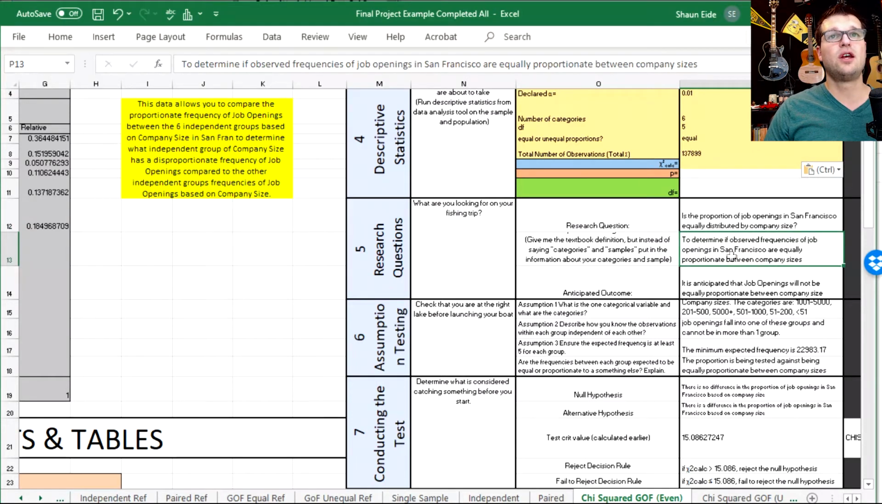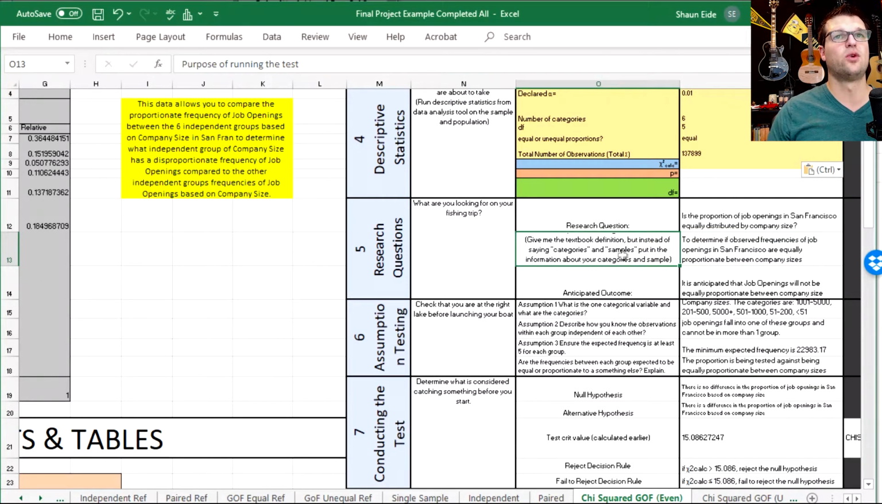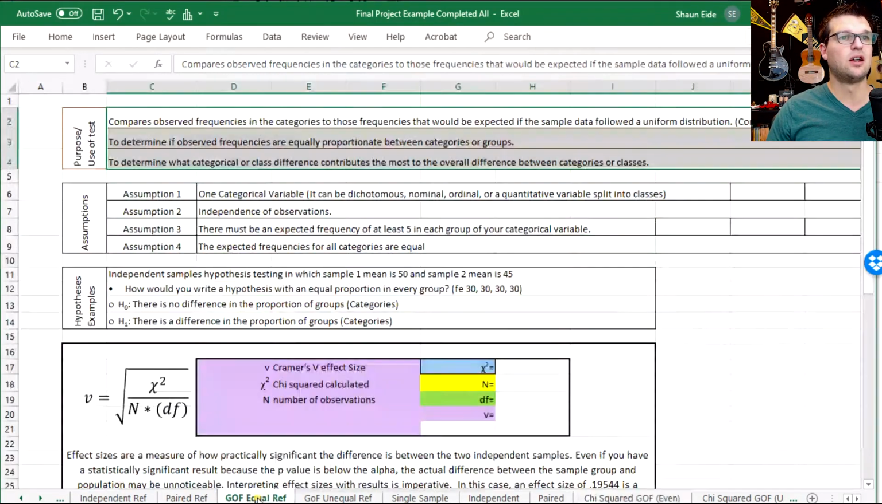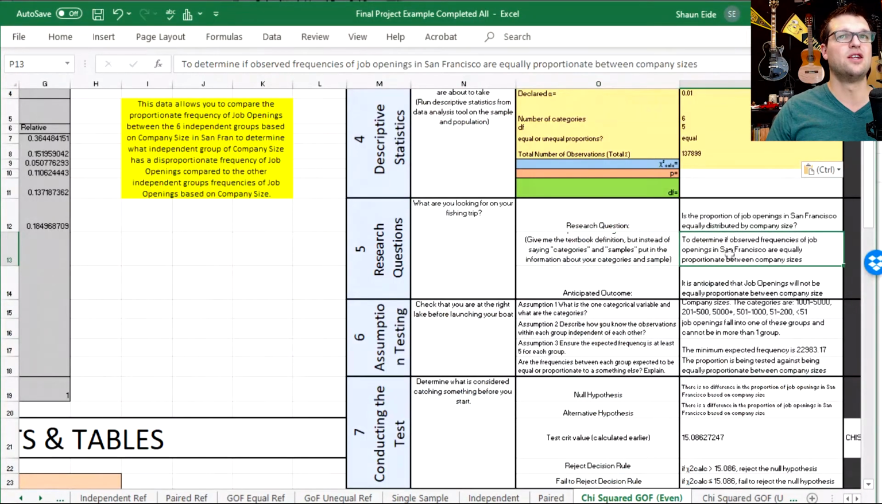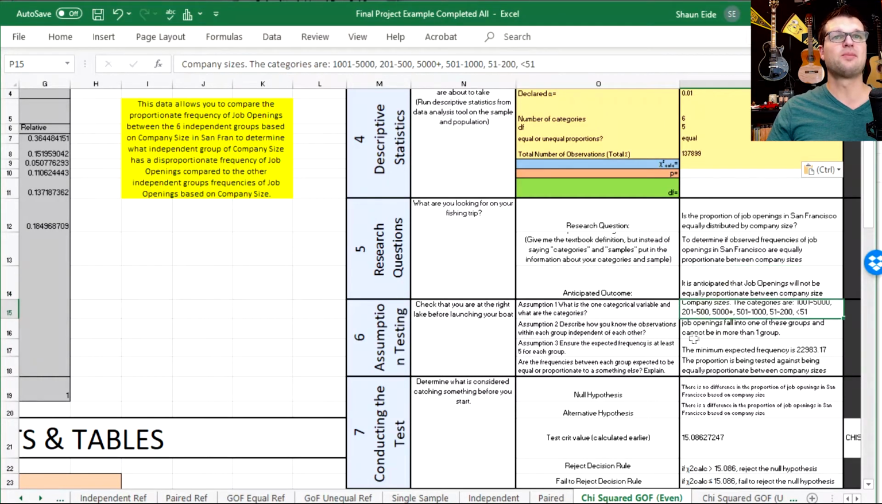That's great. We want to know, are they equally proportionately distributed? Next, to determine if the observed frequencies of job openings in San Francisco are equally proportionate between company sizes. That is the purpose of what we're doing. So in other words, give me the textbook definition. So coming right here, to determine if observed frequencies is equally proportionate between categories or groups, you can literally just copy and paste this, just put your information right alongside in there. So you notice I do the same exact thing, but I put San Francisco and then company size. Excuse me. And then what am I expecting? I'm expecting that job openings will not be equally proportionate between company sizes, is what I'm expecting.